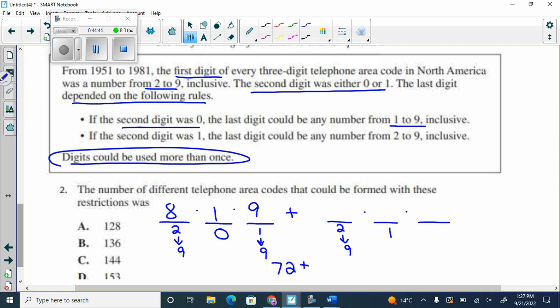Plus 2 to 9 is 8. A 1 is 1. And then it says if the middle digit is a 1, the last digit is 2 to 9, which is how many? 8. So it's going to be 72 plus 64, which is 136. Then we're going to flip over.